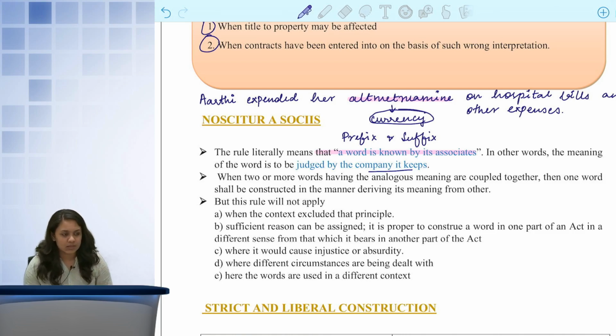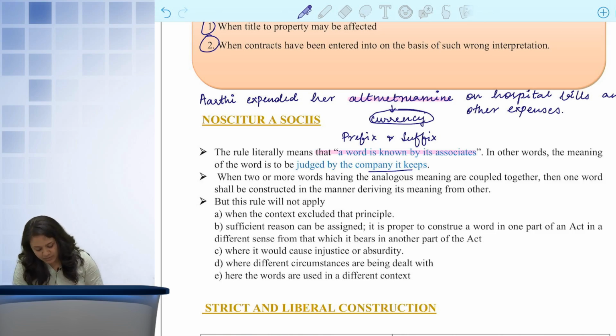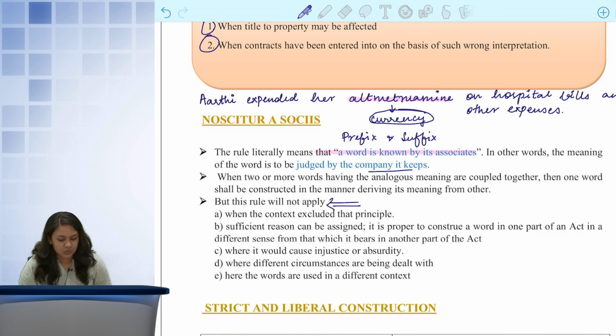So in this case, it has to be presumed that this word means this, or this word could mean currency, which is what is meant in this particular line. However, they are saying that this rule shall not apply when the context excludes that principle and sufficient reason can be assigned. That is, it is proper to construe a word in one part of an act in a different sense from which it bears in another part of the act, where it would cause injustice or absurdity, where different circumstances are being dealt with and words are used in different contexts.